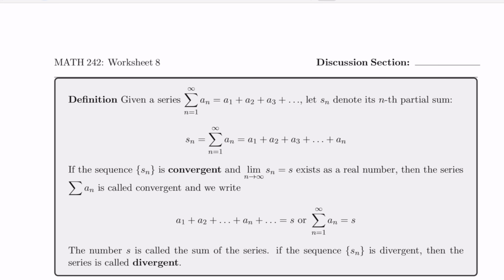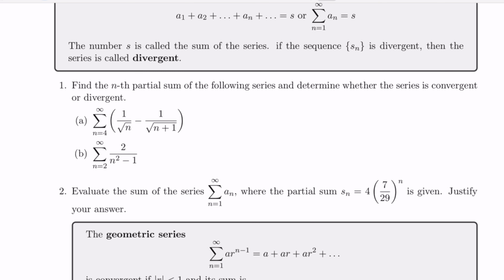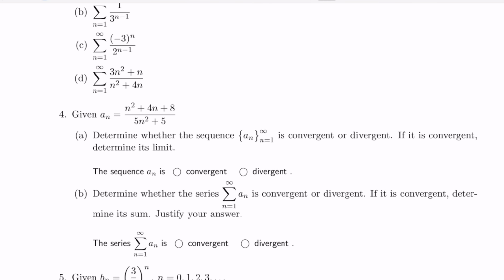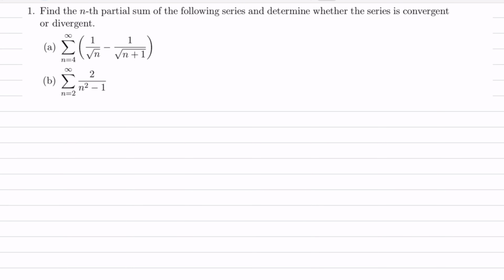So that leads us to the first set of problems, something called the telescoping series. Let's look at the first example for me to be able to explain what a telescoping series means. In this first example, problem A, you're given the summation from n starting from 4 to infinity of 1 divided by square root of n minus 1 divided by square root of n plus 1, right?